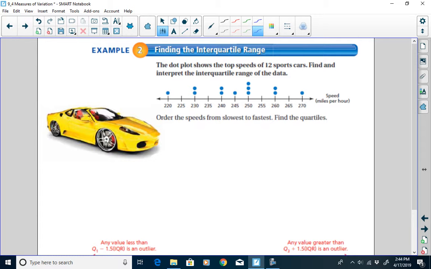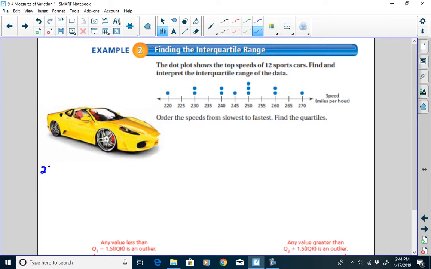We're given the data in the form of this dot plot. We see different values, and the values represent the top speeds of 12 sports cars. We want to find and interpret that interquartile range. First, we have to start by arranging the data values from least to greatest.